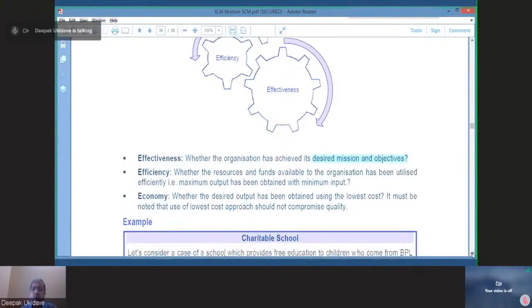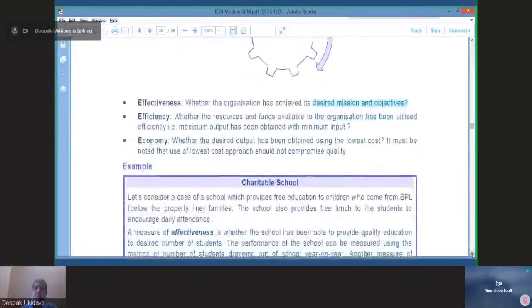And the third one is economy. In fact, economy comes at the beginning itself, because you are supposed to maintain all your operations within the given cost, within the target cost. So economy is where the desired output has been obtained using the lowest cost. Economy means having the lowest cost of operation, then only can the desired output be achieved at a reasonable price to the final consumer.